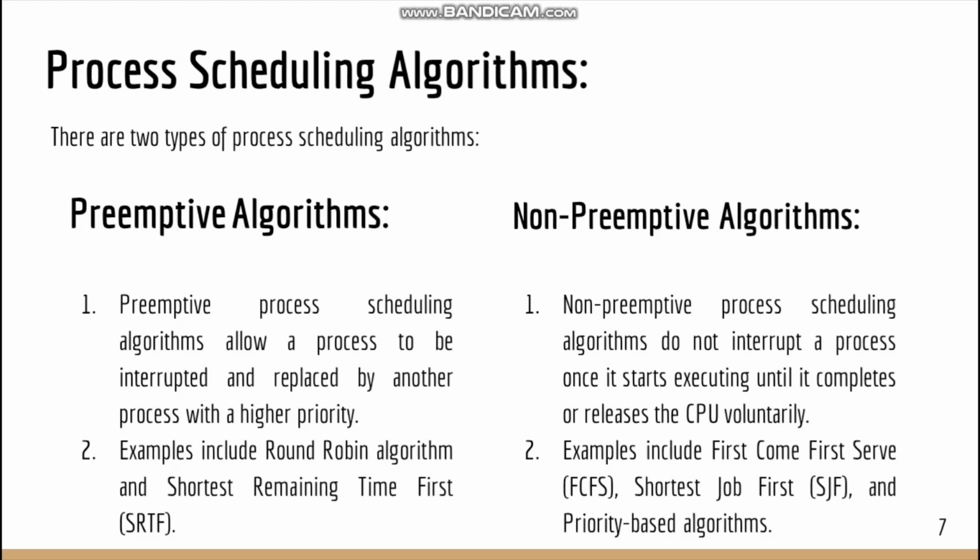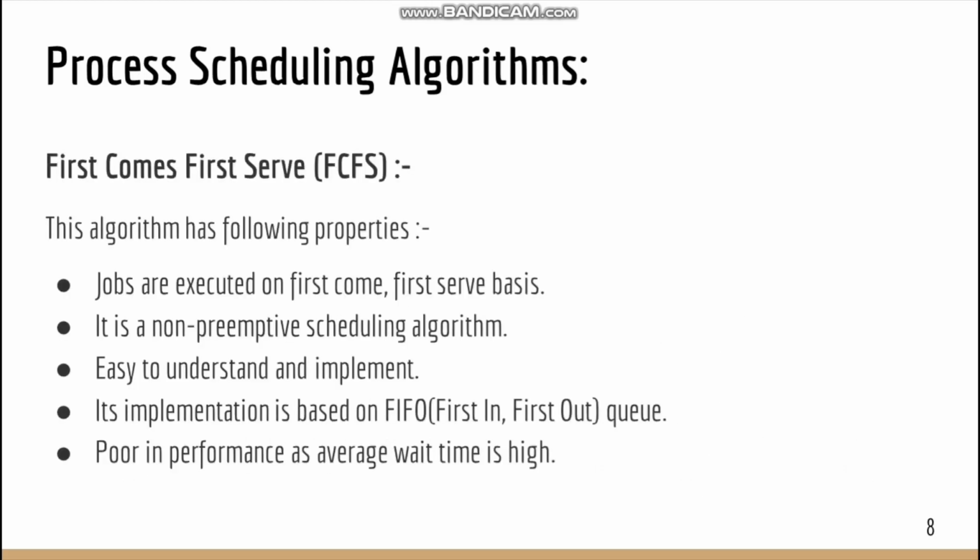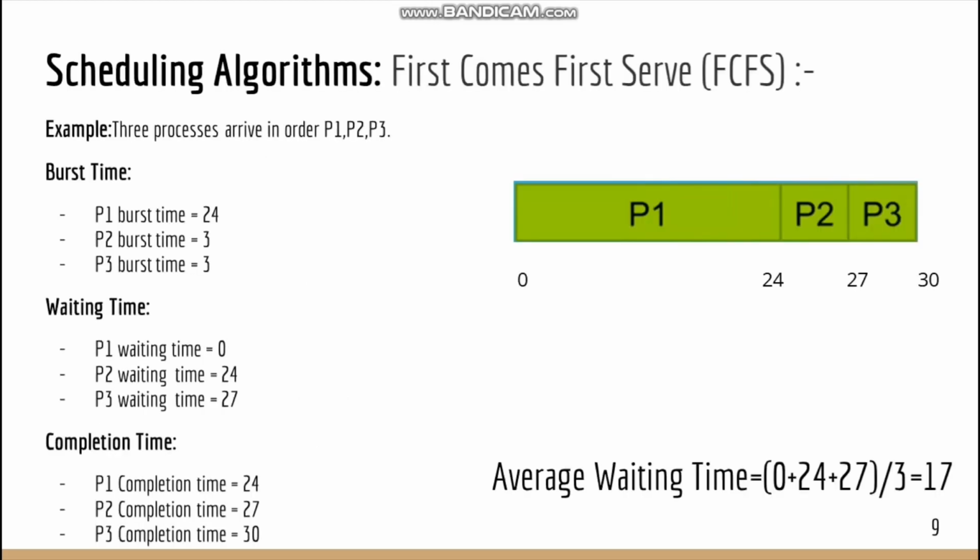Now, moving towards process scheduling algorithms, first one is FCFS, meaning first come, first served. In this, processes are executed on a first come, first serve basis. It's a non-preemptive algorithm. Now, we will understand this algorithm by looking at this example. Here we have three processes in order P1, P2 and then P3. So firstly P1 will execute, then P2 will execute and then P3.